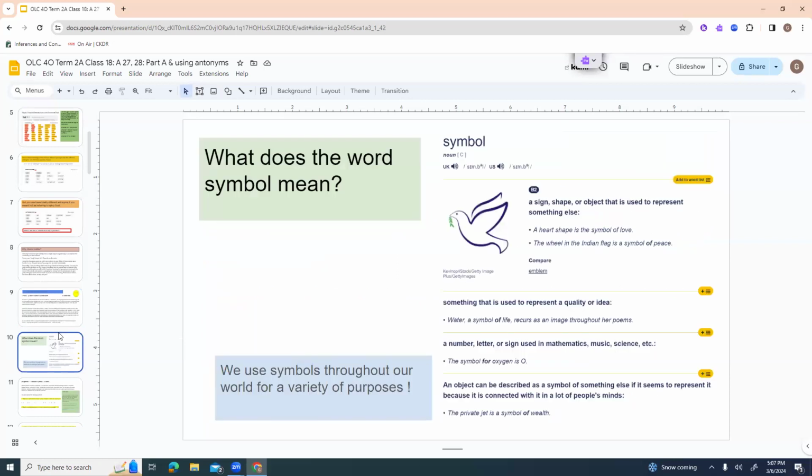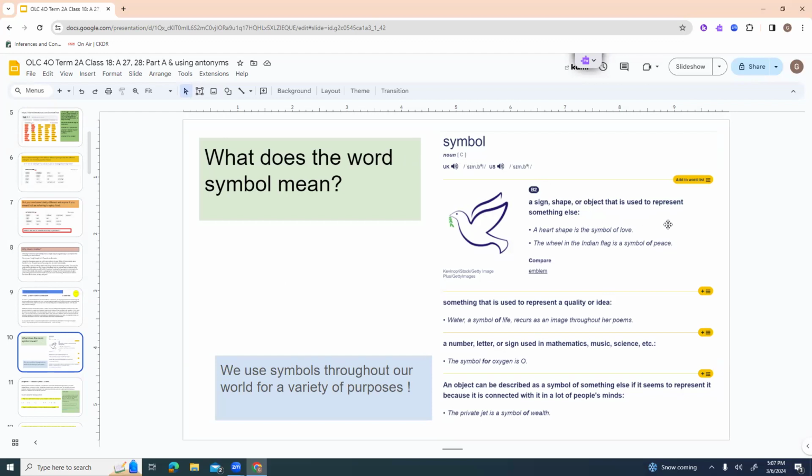Okay. So first of all, before we go any further, what does the word symbol even mean? So I looked it up in the dictionary to make sure that how I explained it was how a dictionary would explain it. First of all, it's a noun. And there are a few definitions, but the one that strikes me as being the one we're looking for is a sign, shape, or object that is used to represent something else.